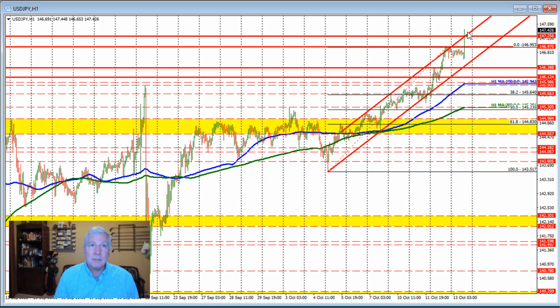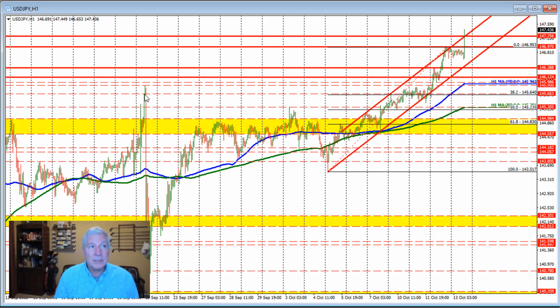The bulls are remaining in control on the dollar versus yen. Close risk, 147.25. If we move back below that level, we could see some profit taking. We also have to be aware of the Bank of Japan potentially coming in because markets are disorderly and they don't like a fast moving market.